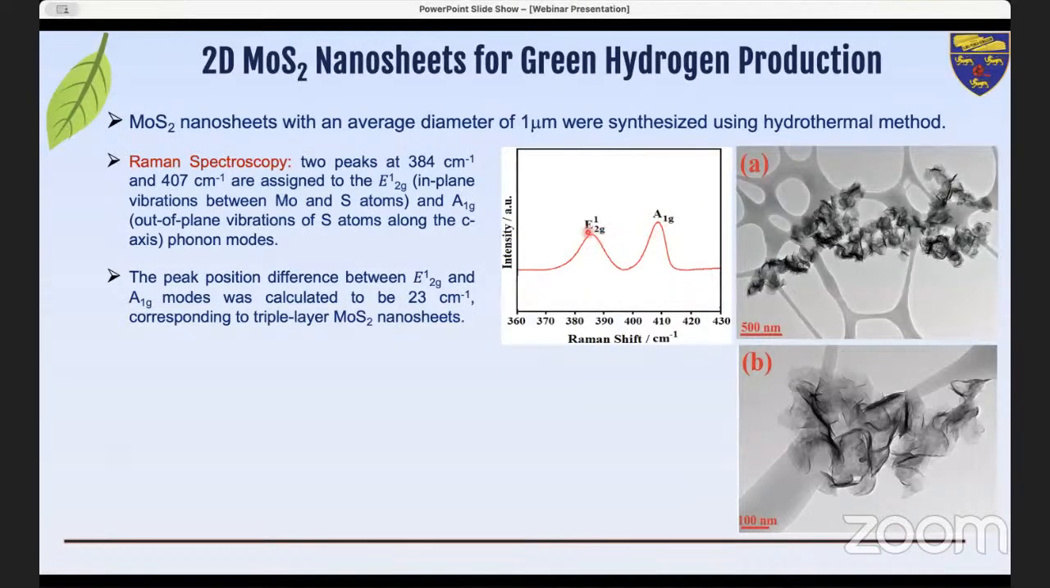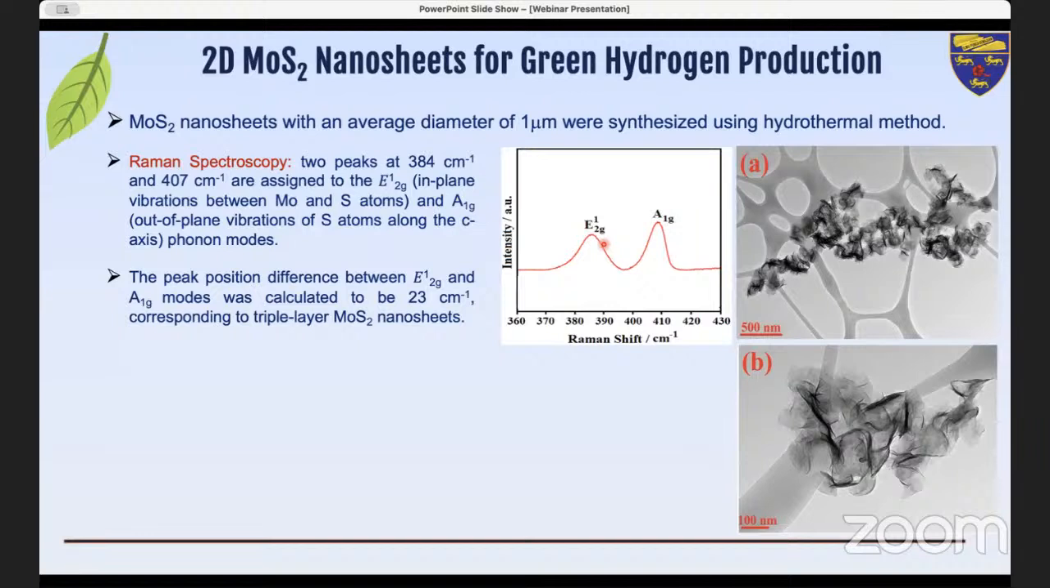If the distance of these two peaks is around 22, this is bilayer. And if it is between 22 and 24, like 23, then this is triple layer. And more than 24, this is multi-layer, like a bulk. So for them, the distance was around 23, which means that they produced a triple layer molybdenum disulfide.